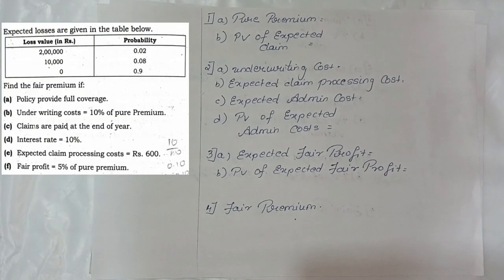Now this is the very first question. I'll read out the question once. In the question it is given that the expected losses are given in the table below. So loss values are 2, 10,000 and 0, and their probability is given. Find the fair premium if the policy provides full coverage, underwriting cost is equal to 10% of pure premium, claims are paid at the end of the year, interest rate is 10%, expected claim processing cost is 600, and the fair profit is equal to 5% of pure premium.